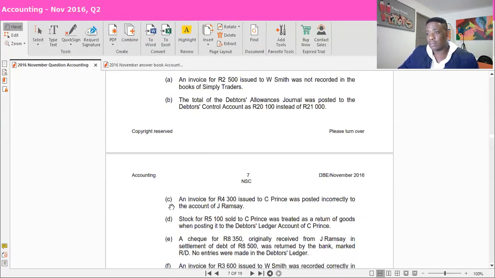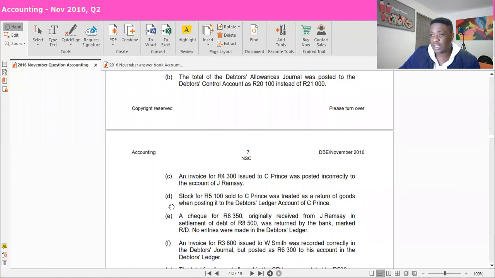All right. And then moving on, it says a check for 8,350. This was received originally from J. Ramsey. So J. Ramsey had paid 8,350, settling a debt of 8,500. So he must have been given a discount of 150. Was returned by the bank, marked returned to drawer, and then no entries were made in the debtor's ledger. So what you need to do, obviously, when they paid, we reduced the amount that they were owing by the amount that they paid, 8,350, and also by the discount of 150. So in total reduced by 8,500.